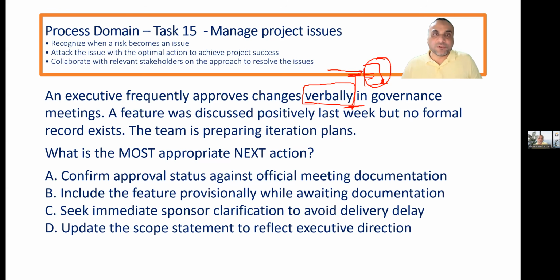A feature was discussed positively last week, but no formal record exists. It has to happen. The team is preparing the iteration plan because the executive said it. Confirm approval status against official meeting documentation. Include the feature provisionally while awaiting documentation. Seek immediate sponsor clarification to avoid delivery delay. Update the scope statement to reflect executive direction. It can be done only with the help of integrated change control. You will not go directly, because it's an internal thing, and you cannot do the gold plating.